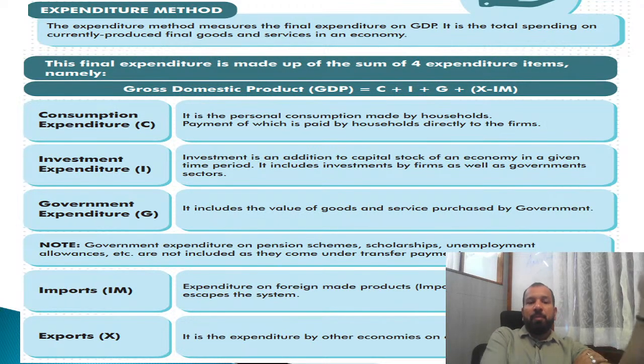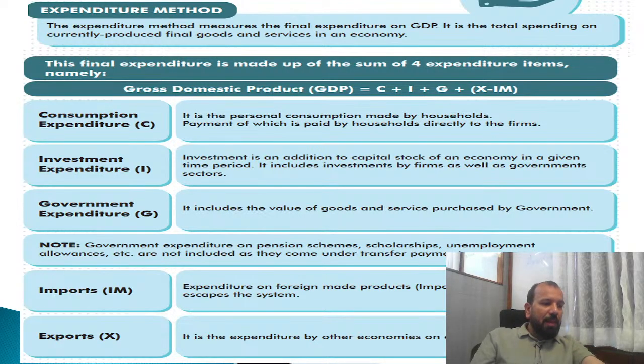Whatever investment has been done by the corporates comes under the expenditure method. The government expenditure is whatever the government spends on infrastructure, defense, and to build hospitals, schools, and roads. All these come under government expenditure. Then export minus import. Everybody knows what export and import are. Whatever the net is, we just add it to C plus I plus G.